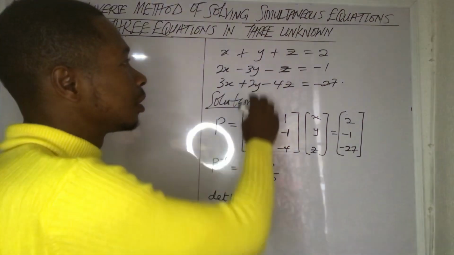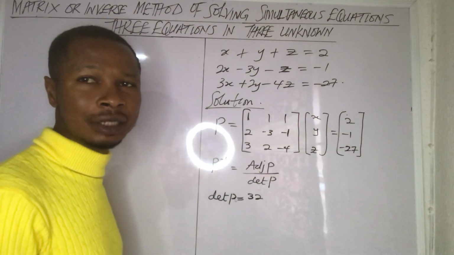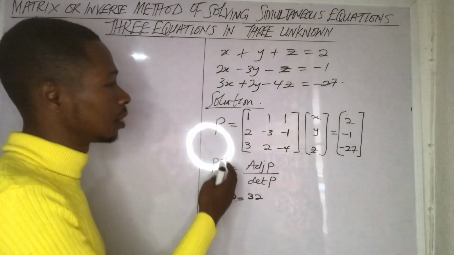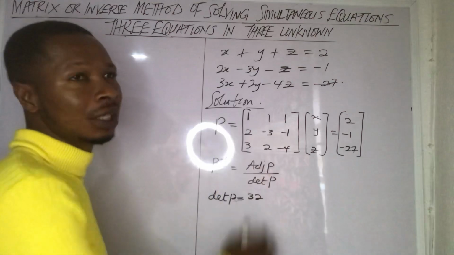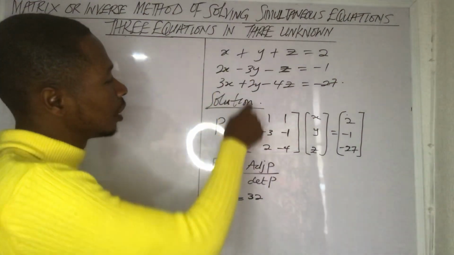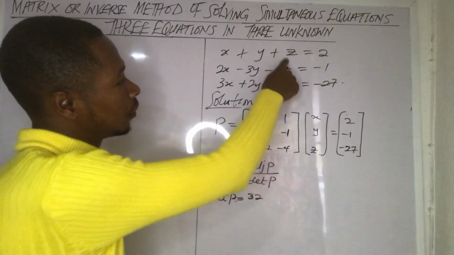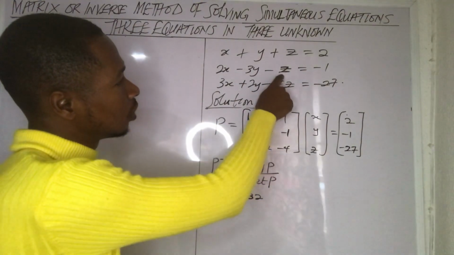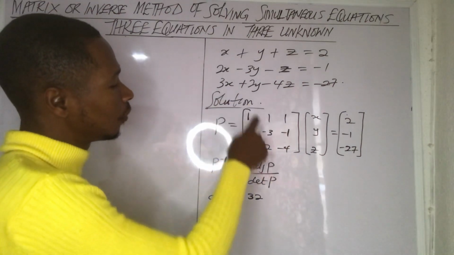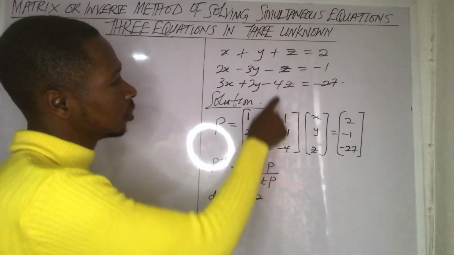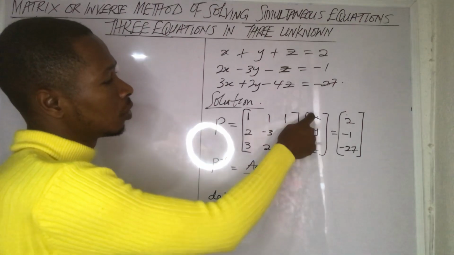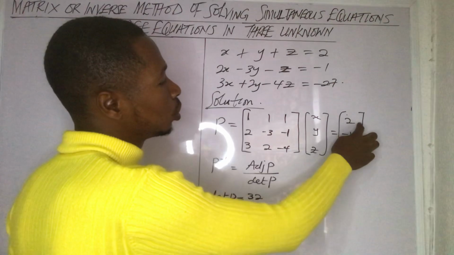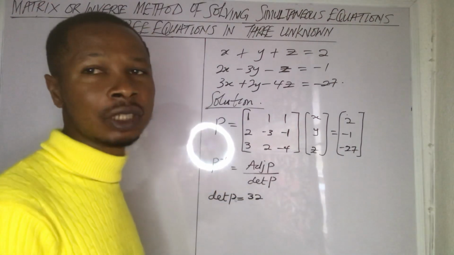First, make the matrix of the coefficients of the unknowns. Let's say P is the matrix of the elements. P is equal to the coefficients of x, y, and z. Coefficient of x here is 1, coefficient of y is 1, coefficient of z is 1. Coefficient of x is 2, coefficient of y is minus 3, coefficient of z is minus 1. Coefficient of x here is 3, coefficient of y here is 2, coefficient of z is minus 3. This is multiplied by x, y, z, the unknowns that we are looking for, and is equal to 2, minus 1, minus 27.